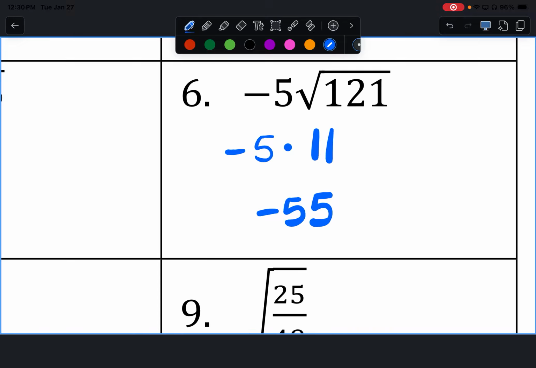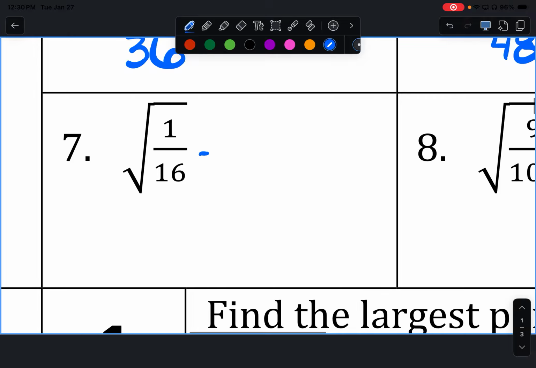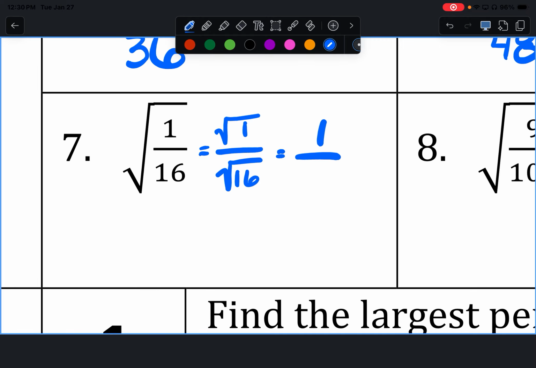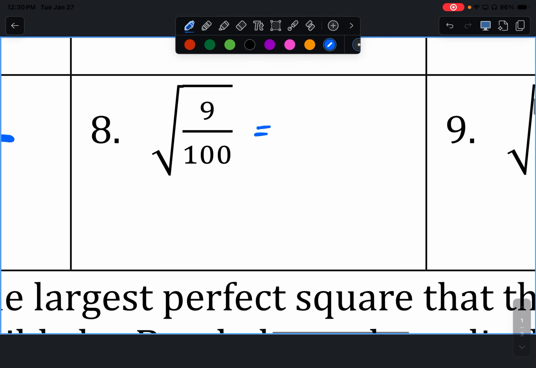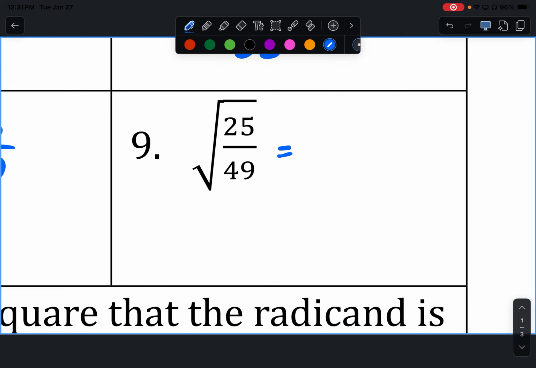Okay, now 7, 8, and 9 are all fractional. When you take the square root of a fraction, it is the same as taking the square root of the numerator and dividing it by the square root of the denominator. So what's the square root of 1? What's the square root of 16? Okay, for number 8, what's the square root of 9? Square root of 100? What's the square root of 25? What's the square root of 49? All right. So those are all perfect square roots.